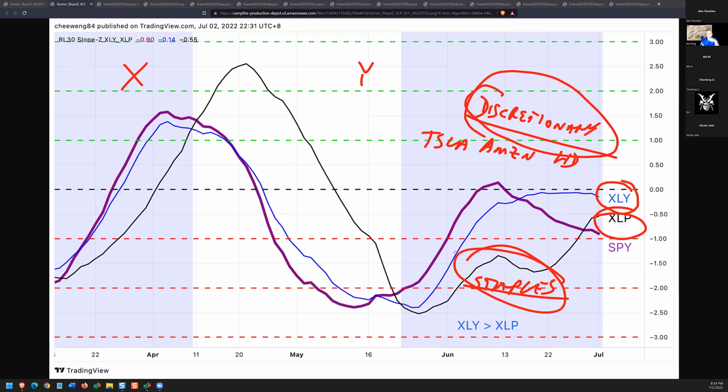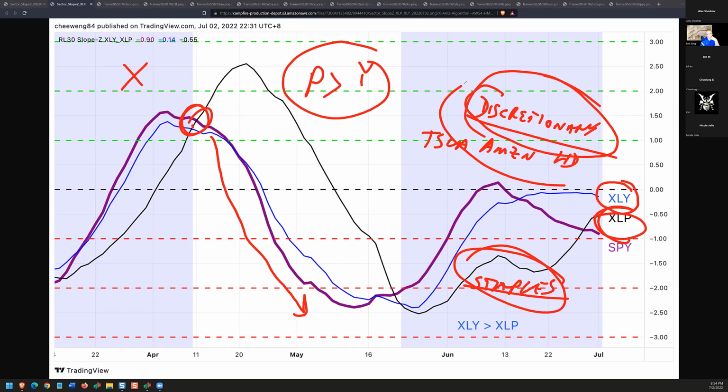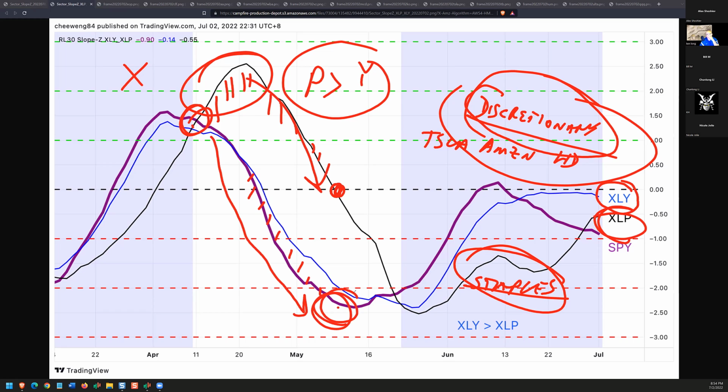When XLP is greater than XLY, we see how it acts as the market begins to roll over here, and all of the growth oriented guys are getting slaughtered. But on a relative basis, the staples are able to hold on to their value as conservative plays a little bit longer, and they are slower to decline. They don't get back to the 0 line until here, their long-term average, while the market and the growth guys got murdered down to -2.